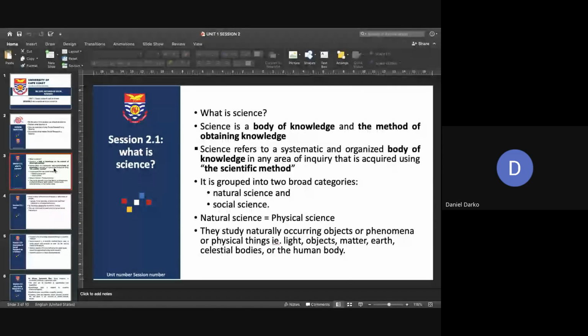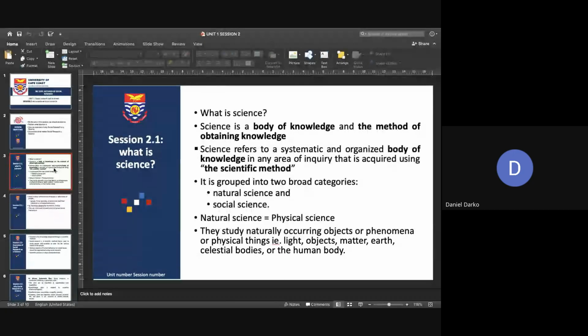That is science. So science can be grouped into two broad categories. We have the natural sciences and the social sciences. The natural science is the same as the physical science. They deal with concrete objects. They go to the lab, as you see the doctors and the medical students do, testing some materials here and there, doing their thing.